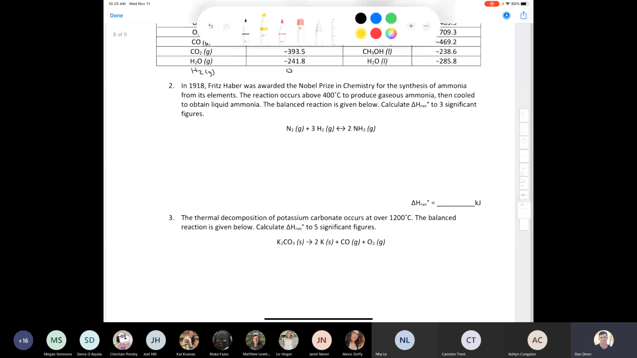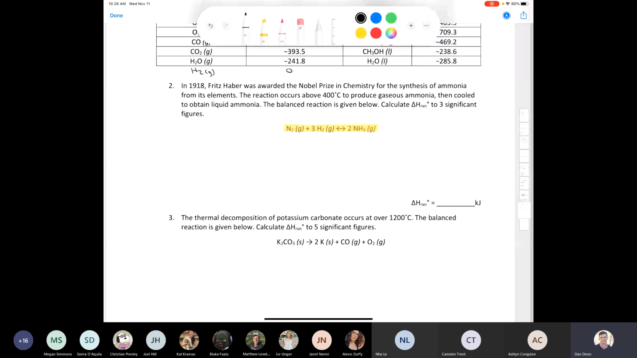Okay. It says here in 1918, Fritz Haber was awarded the Nobel Prize in Chemistry for the synthesis of ammonia from its elements. That synthesis is shown here. Nitrogen plus 3 moles of hydrogen gives you 2 moles of ammonia. The reaction occurs above 400 degrees Celsius to produce gaseous ammonia. Then you cool it to obtain liquid ammonia. The balanced reaction is here. Calculate the delta H of the reaction to 3 significant figures.